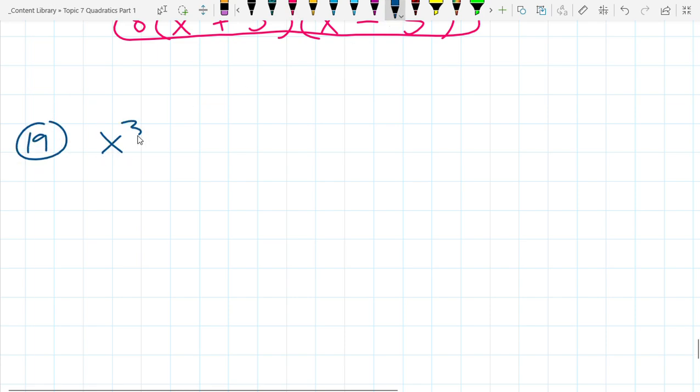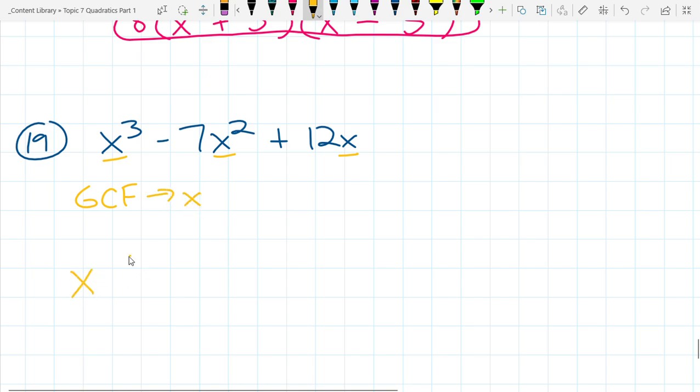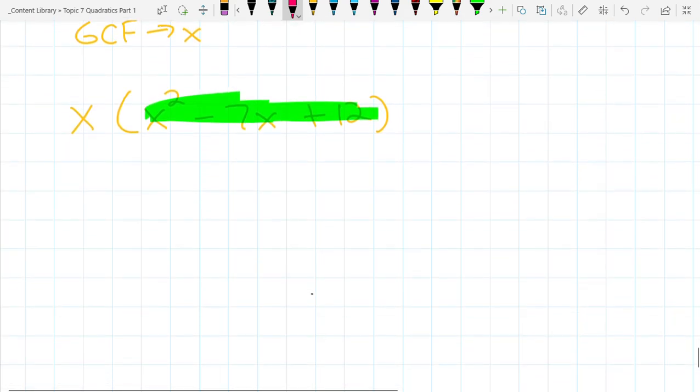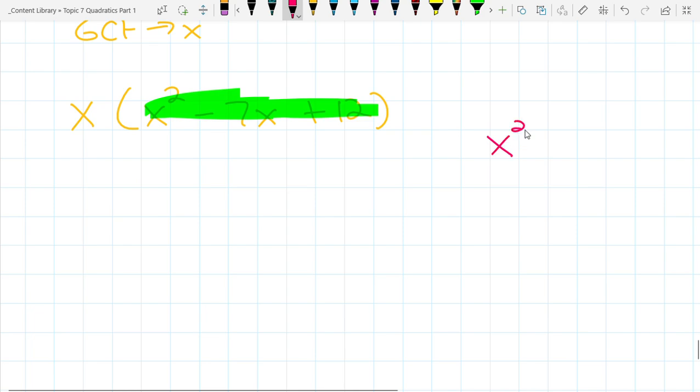19, we have x cubed minus 7x squared plus 12x. First step is always looking for a GCF, which we do have because they all have x's. So we pull out an x, which would then leave you with on the inside x squared minus 7x plus 12. You then look at what's left over, and you see, does factor by grouping work? No, because you need 4 terms.